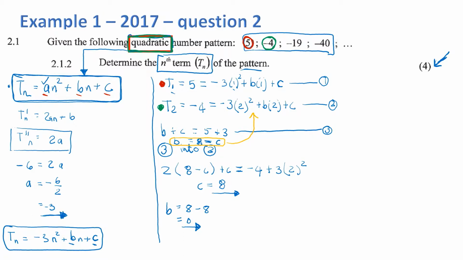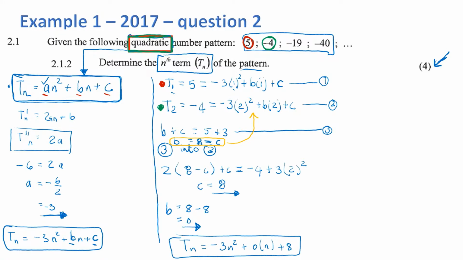So we're ready to determine the nth term of the pattern in quadratic form. Tn equals minus 3n squared plus 0n plus 8. And that's the solution right there. Okay, 4 marks.